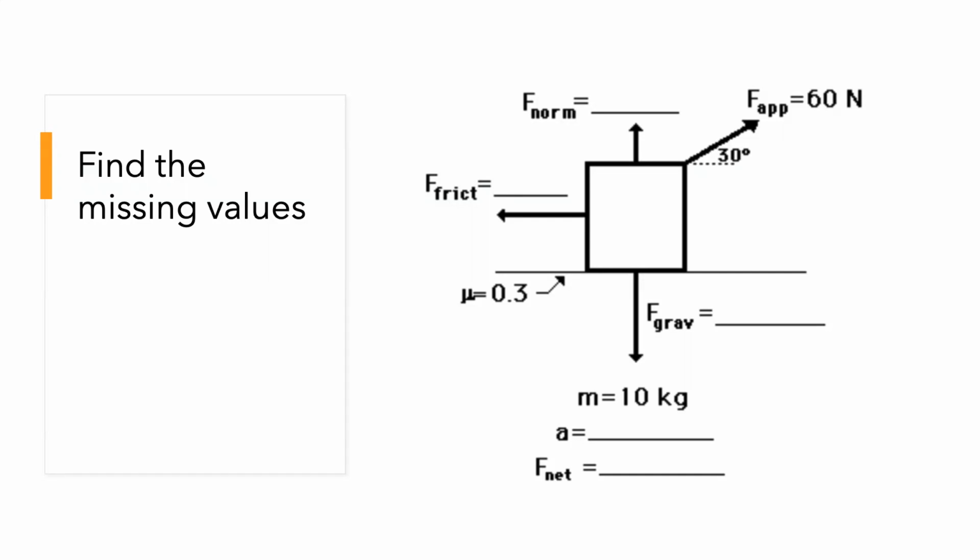All right. So knowing that the mass is 10 kilograms, I know that I can find the force of gravity as the mass times the acceleration due to gravity. So that's 10 times negative 9.8, negative 98 newtons. Okay.